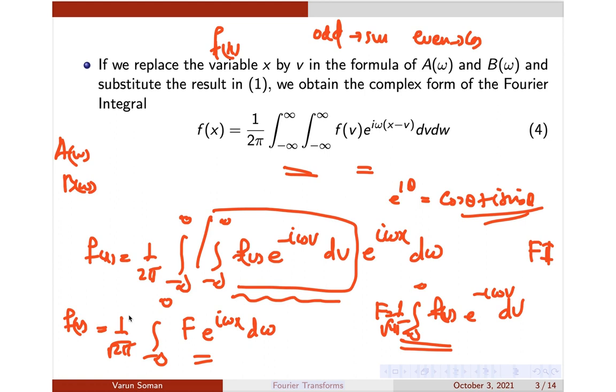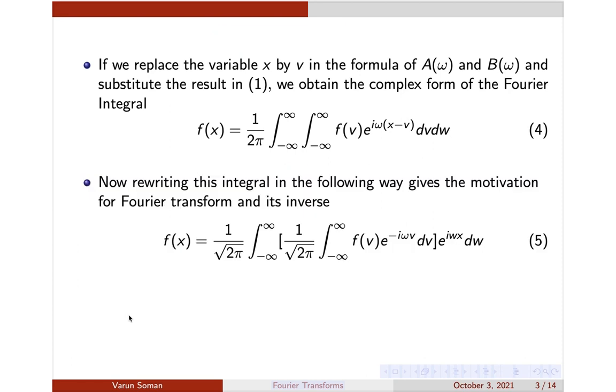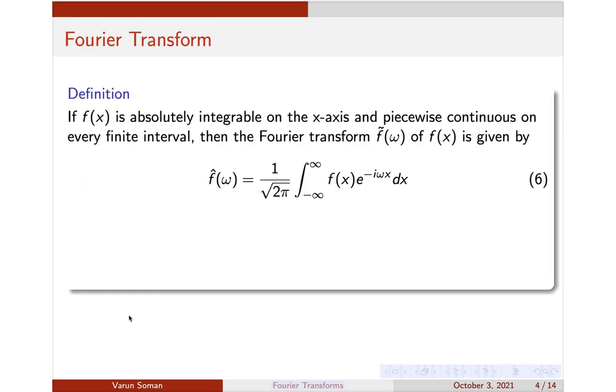So now let us define the Fourier transform. Suppose you have a function f of x. The Fourier transform of f is defined as simply this. Only this much you have to study. The Fourier transform is defined as 1 by root 2 pi integral minus infinity to infinity f of x e raised to minus i omega x dx.